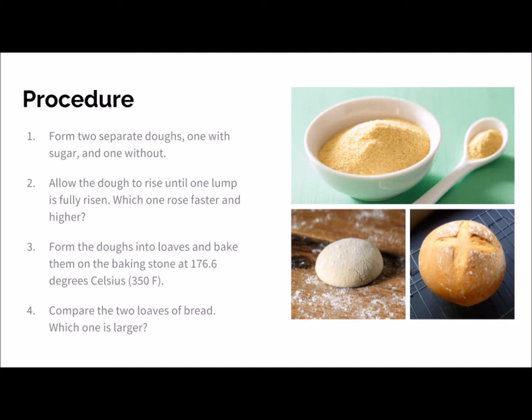Next, we'll form the doughs into loaves and bake them on the baking stone at 176.6 degrees Celsius or 350 degrees Fahrenheit. Compare the two loaves of bread. Which one's larger?